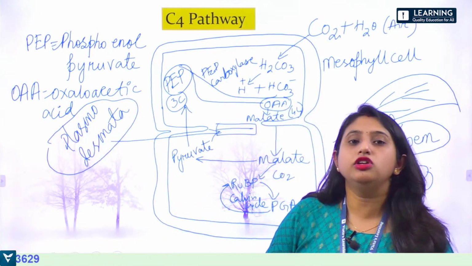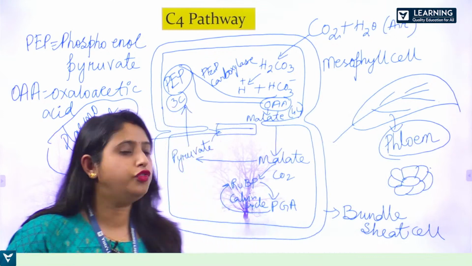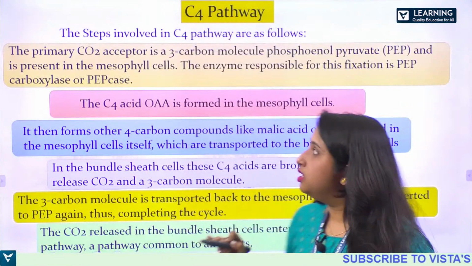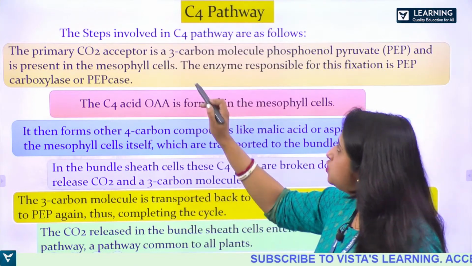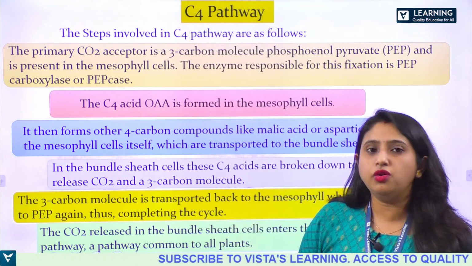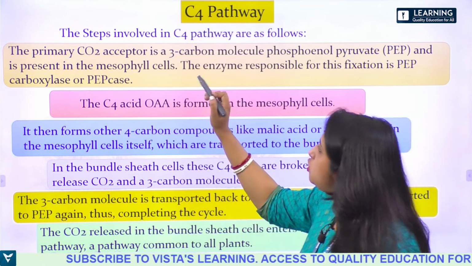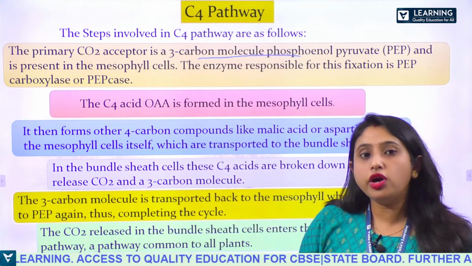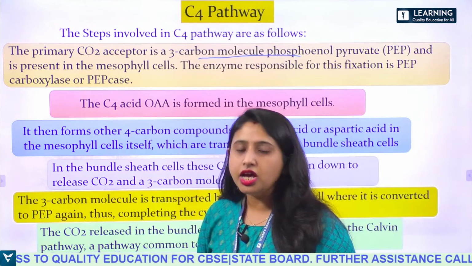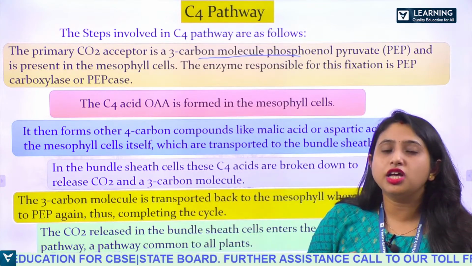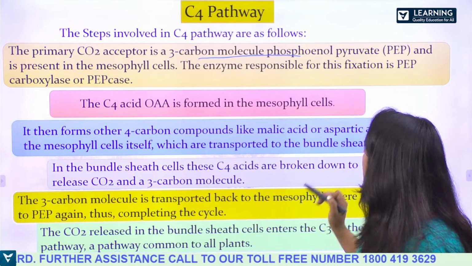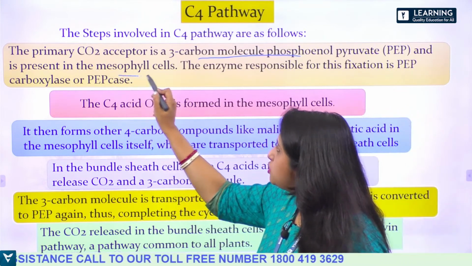And here you will not see photophosphorylation. All right, so next let us learn the various pathways. The primary CO2 acceptor is a 3-carbon molecule, that is phosphoenol pyruvate, isn't it? So the primary CO2 acceptor is PEP, phosphoenol pyruvate, which is present in the mesophyll cells.